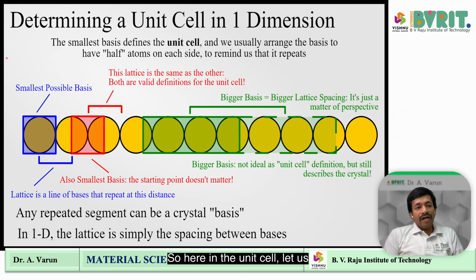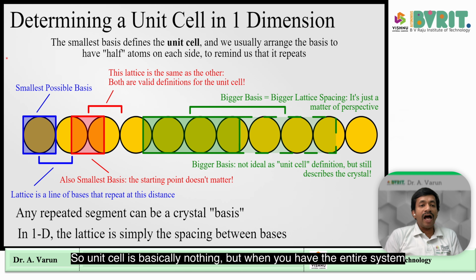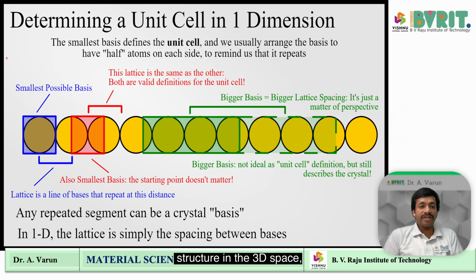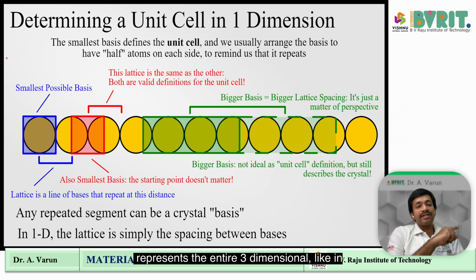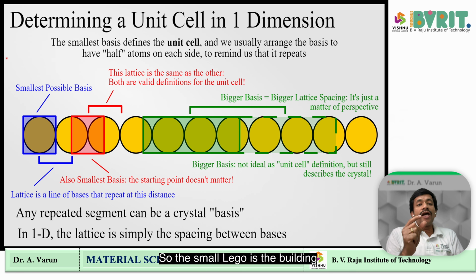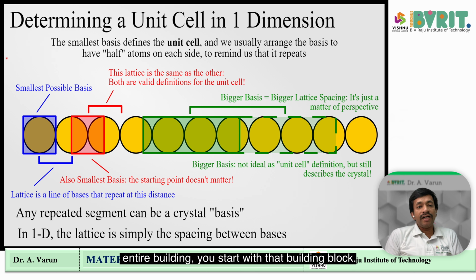So here, let us first understand the unit cell. A unit cell is basically, when you have the entire crystal structure in three-dimensional space, the smallest entity that represents the entire three-dimensional structure, like in the case of Lego, which I showed you. The small Lego is the building block and it represents the entire building. So if you want to understand the entire building, you start with that building block.